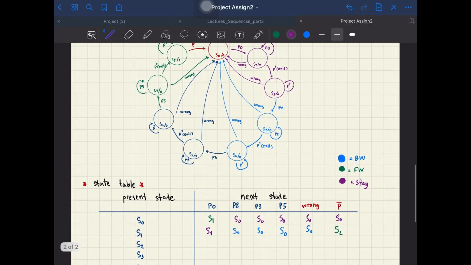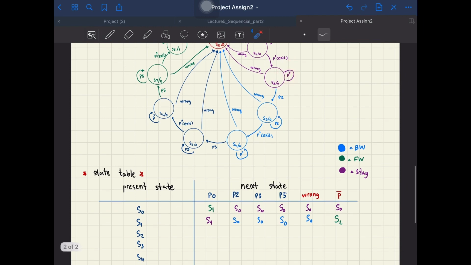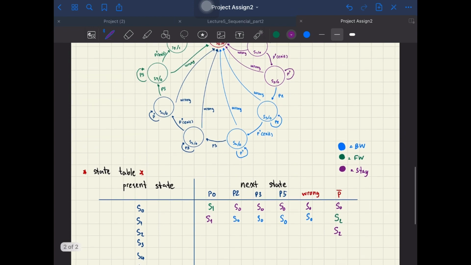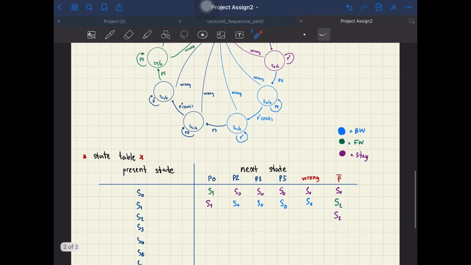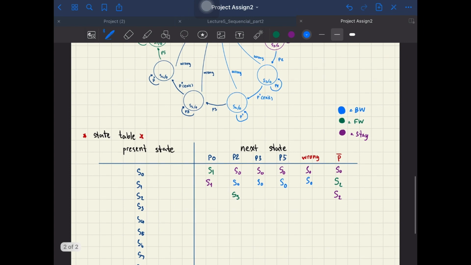Let's go to state 2. We are now here at state 2. The thing that makes you stay is leave the button, P complement. So it is S2. And then the thing that makes you transition to state 3 is press 2, right? Press 2 to go to state 3. And then in the other cases, you will go back to state 0 because you did the wrong thing.